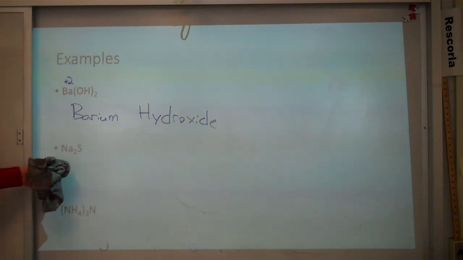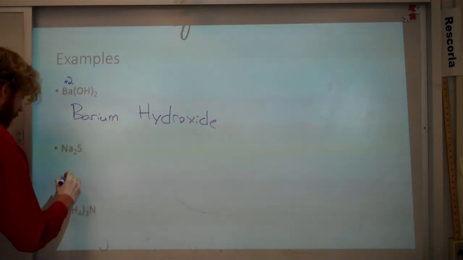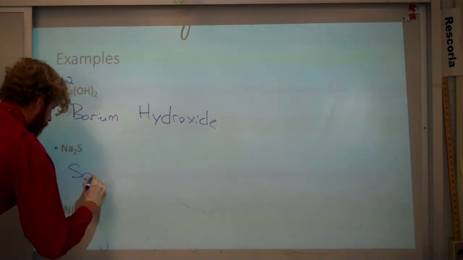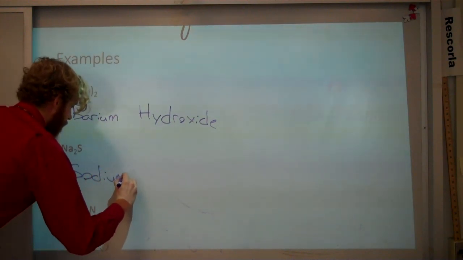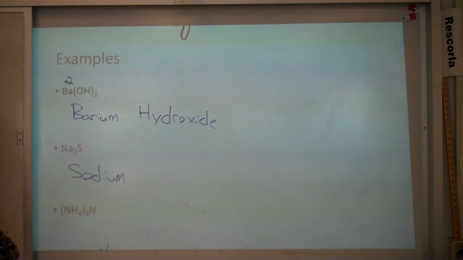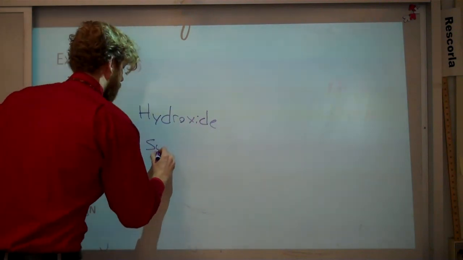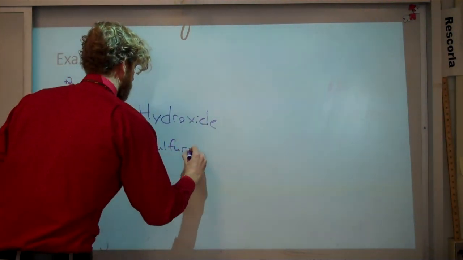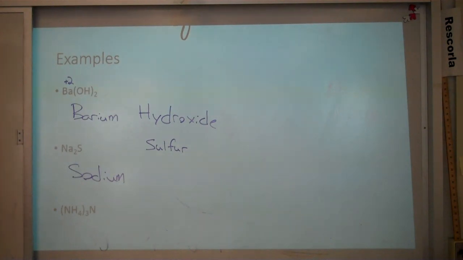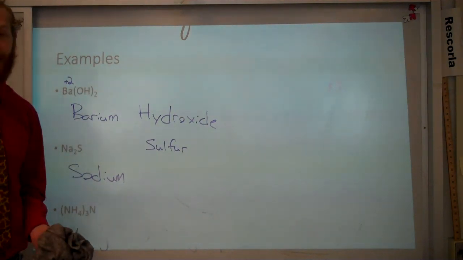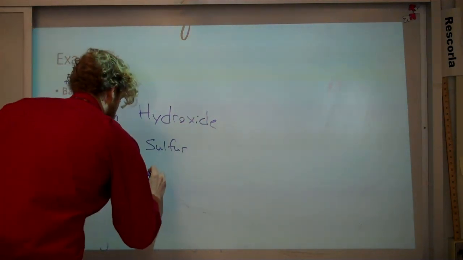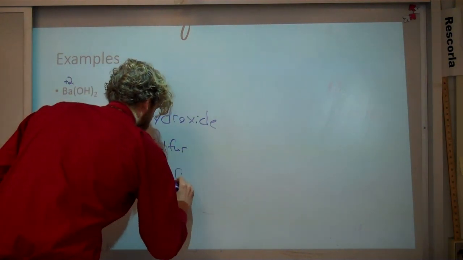Next we have sodium. So this is going to be Na, sodium. And the S is sulfur. So this is where we drop the ending of sulfur and add ide. So it's going to be sulfide.